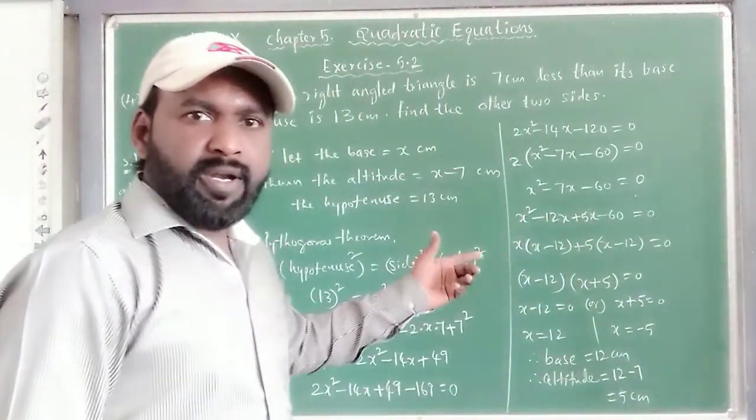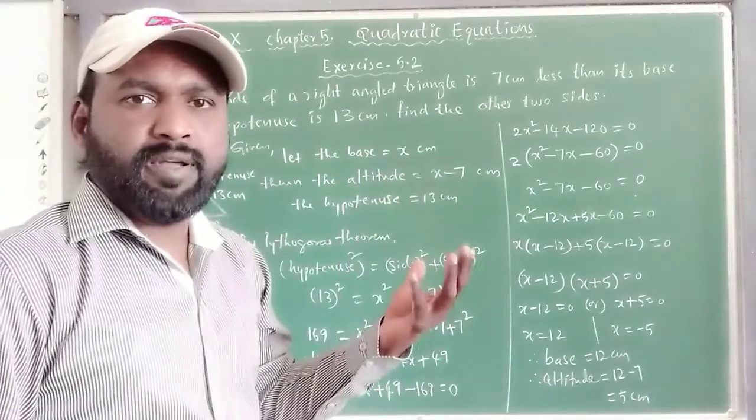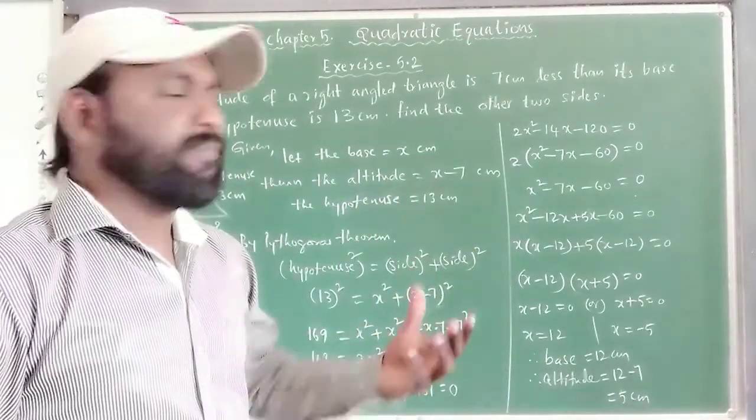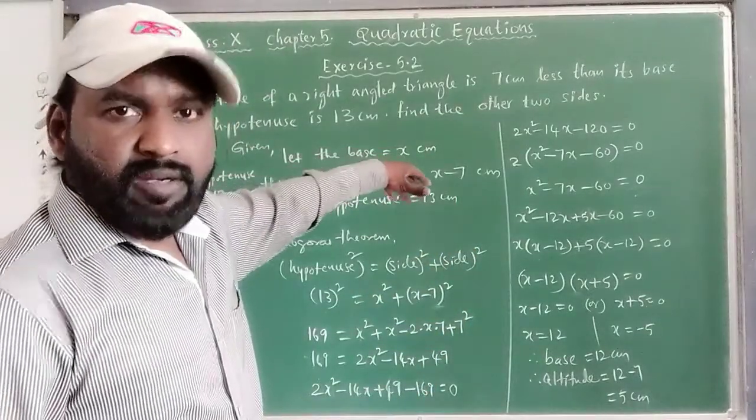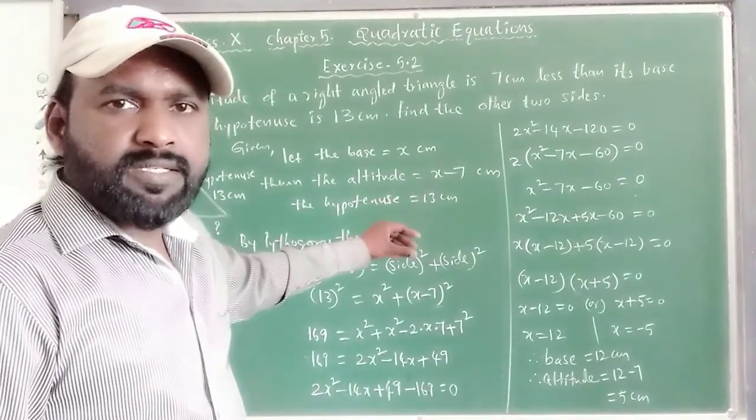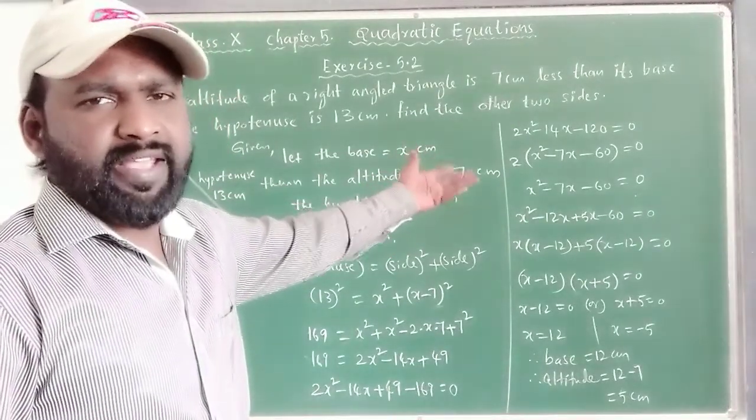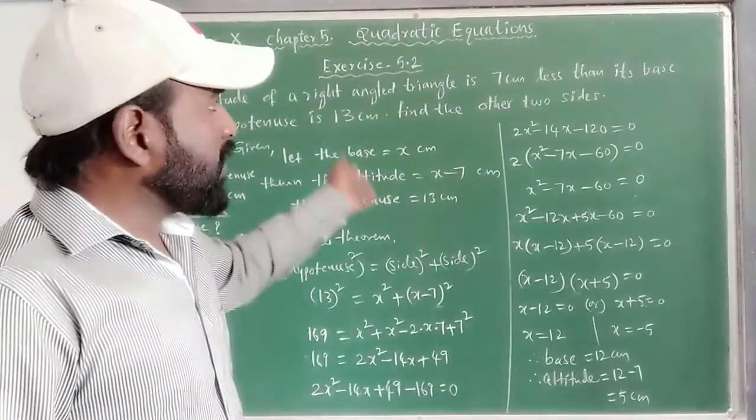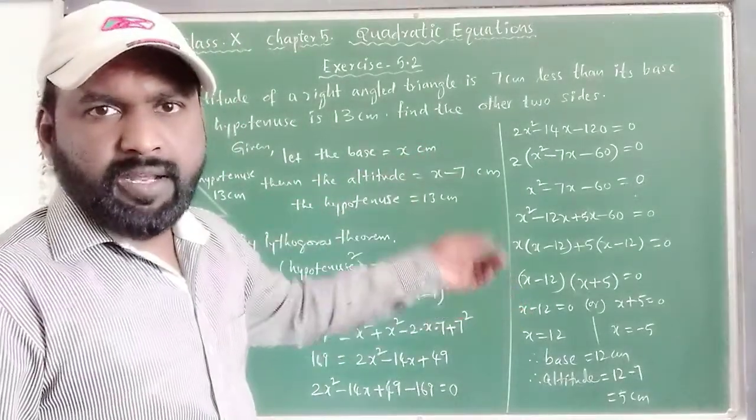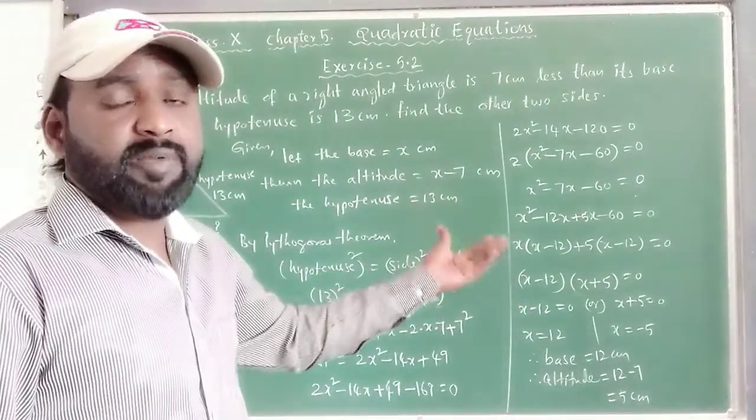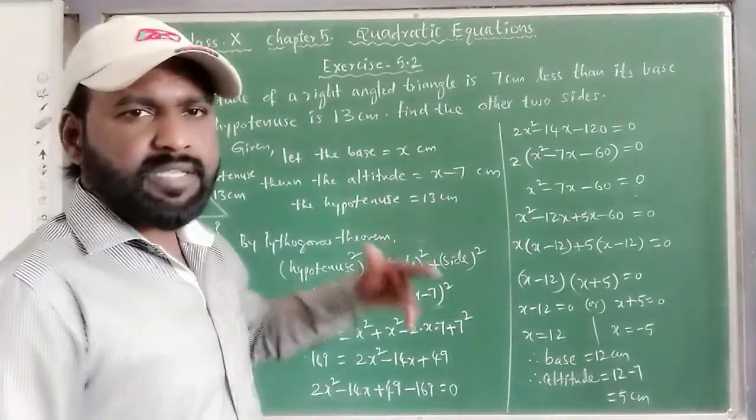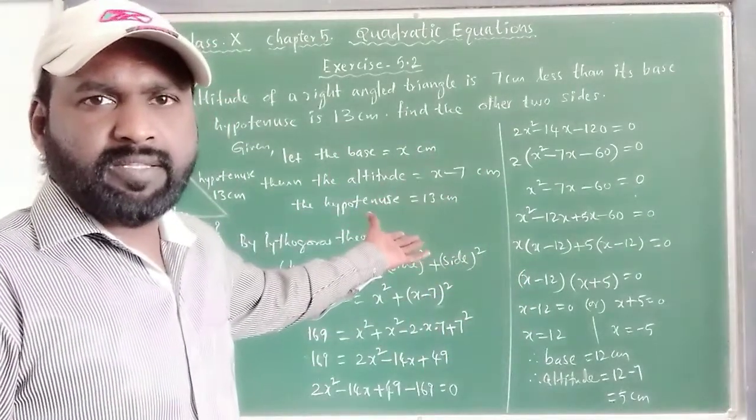Read the question properly. First, assume the variable which is required. What is required? To find your base. So first take the base as x, y, k, whatever variable you choose. On the base, altitude is dependent. How? Altitude is 7 centimeters less than its base. That is why x minus 7. Hypotenuse is directly given as 13 centimeters.